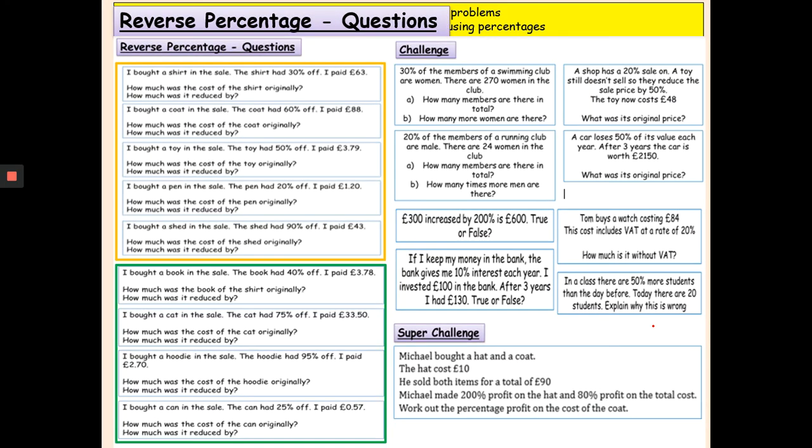Right, here's some questions. You might not be able to see them very well in there, so I'm also going to email you the sheet. But have a go at those. You can pause it here, and then I'll put the answers up in 20 seconds again.